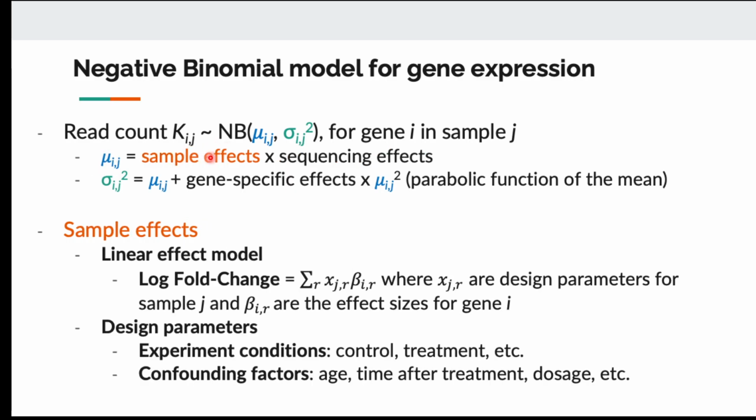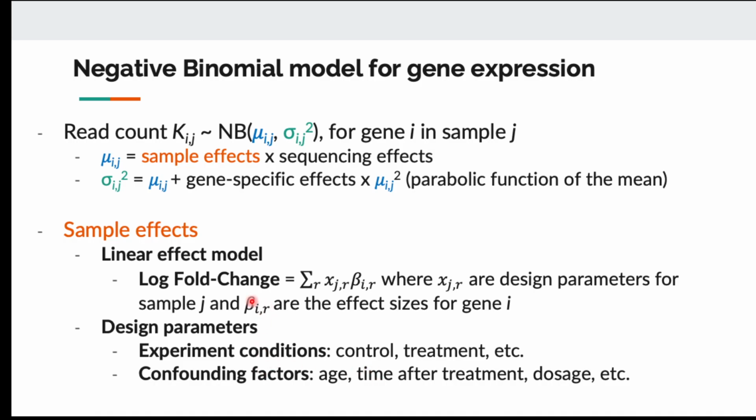What about the sample effect? The sample effect means which experimental condition, maybe you have a different dosage of the drug. Maybe it's a time, like 6 hours after treatment, 12 hours after treatment. Maybe it's the age of your sample. An animal or patient with a different age can have different gene expression. So these are all parameters that the software, or any model, has to use in order to model the average expression: which condition, and other factors.